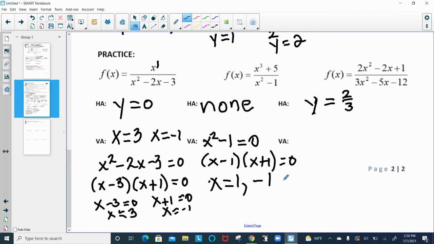So with this, when the leading coefficient is not 1, we have to use the A times C method. So we take 3 times -12, which is -36, and we find factors of -36.